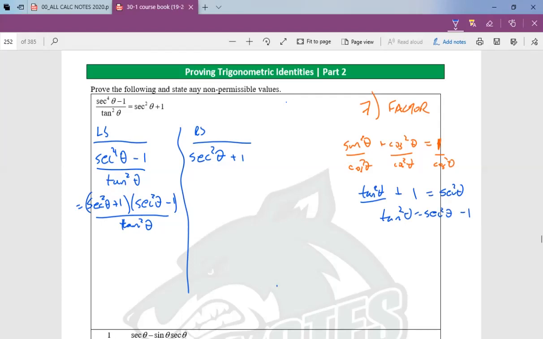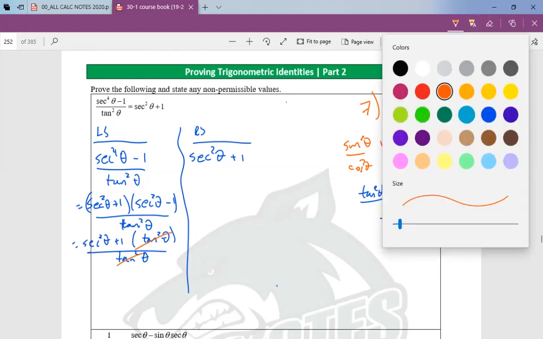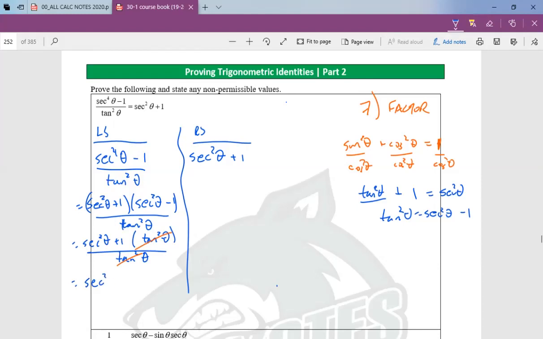If you don't remember how this rule goes, one of two things. You can either derive it like we just did here, or it's on your formula sheet for this course. Either way, this ends up being secant squared theta plus 1 times tan squared theta over tan squared theta. And those will divide away. Simplifies quite nicely. Right side. Left side equals right side, QED, or a blank square, sorry.